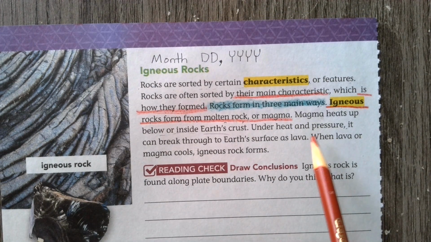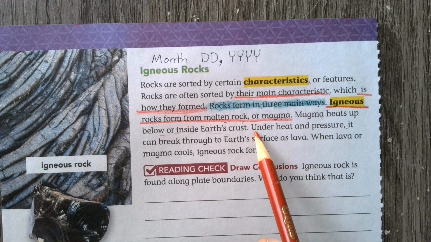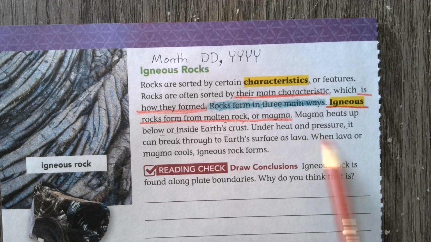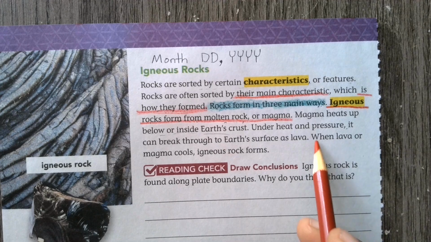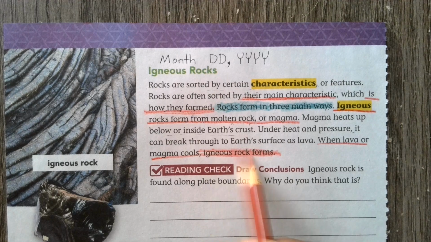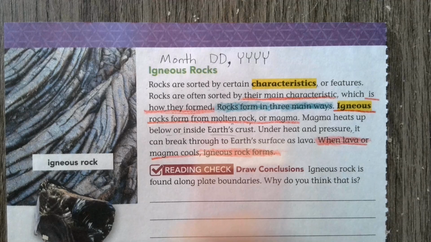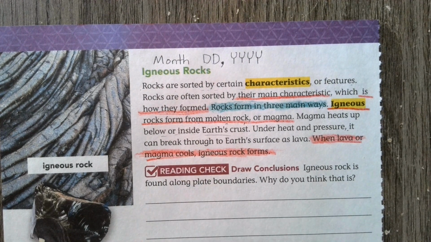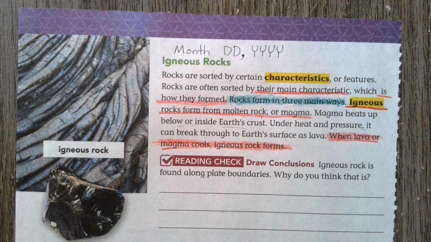And then I read and it explains how. Magma heats up below or inside Earth's crust. Under heat and pressure, it can break through Earth's surface as lava. When lava or magma cools, igneous rock forms. So this is how igneous rocks form from molten rock or magma. So that is the first type of rock. Igneous rock is formed after magma has reached Earth's surface and cools down.